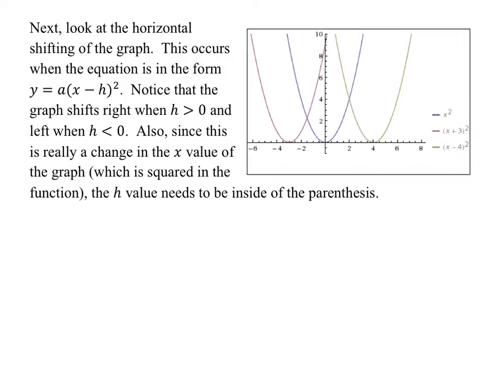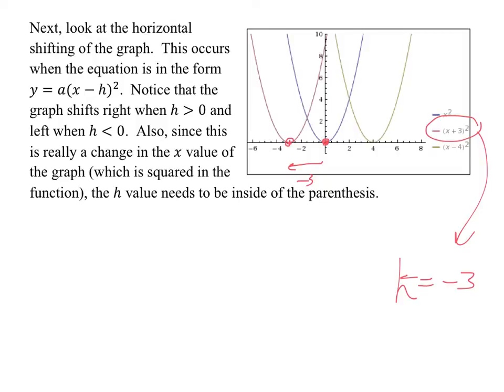The h value, as we recognized on Friday, has to do with the horizontal shift. When we have x plus 3, as seen in the red graph, we notice that the graph shifts left 3 units, simply because from this part we know that h is negative 3. That's why we have a negative 3 shift this way for the red graph. So here's the vertex, 3 units to the left of where it had started.